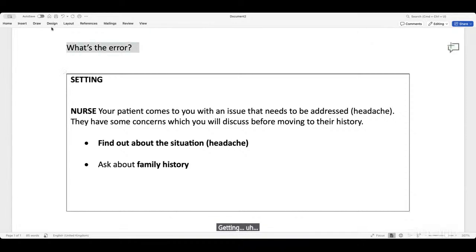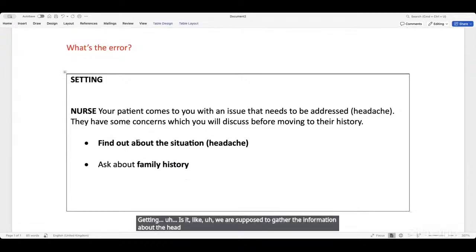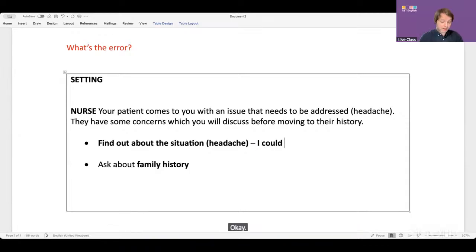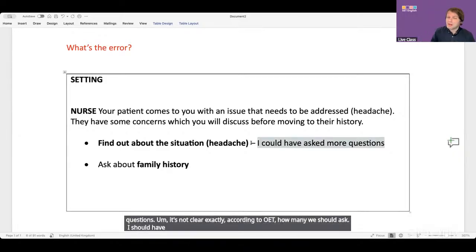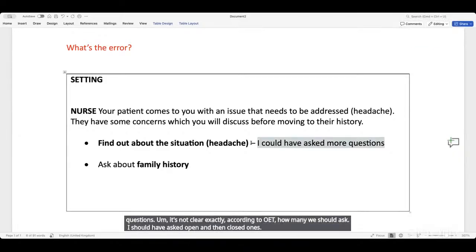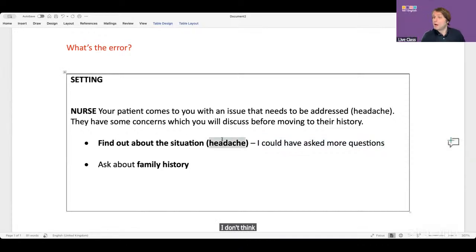We are supposed to gather the information about the headache completely. Since how long, how much the severity of the headache. If I put you from 1 to 10, where you put this, is there any associated symptoms? Okay, maybe I could have asked more questions. It's not clear exactly, according to OET, how many we should ask. I should have asked open and then closed ones. Did I ask a closed question about his headache? I don't think so. Like how long? He's right there. Okay, I'll accept that.